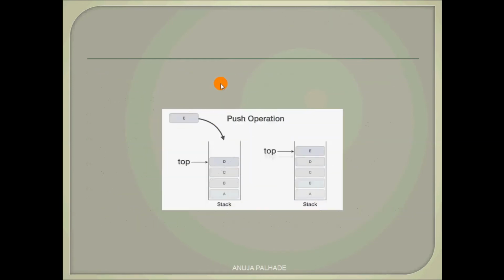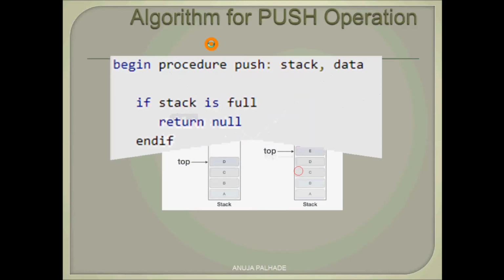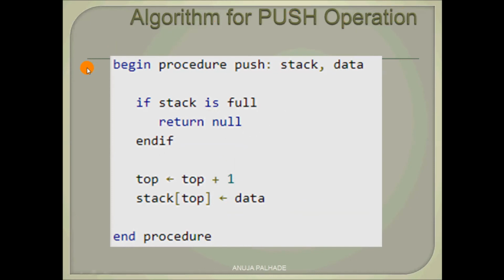Okay, so this is the push operation, trying to show it by the diagram. You can see whenever we are putting the E element onto the stack, that is the push operation. A, B, C, D elements are already in the stack. Now I want to put an E element onto the stack. So top first I have to increment. So top will be here at the empty space. And then on that empty space of top, I have to now put this data element. So this is the algorithm for the push operation.